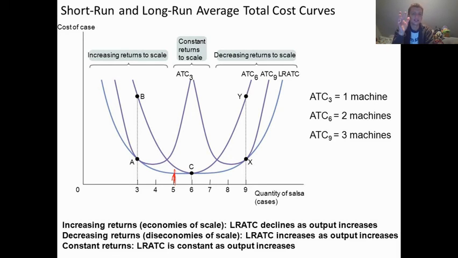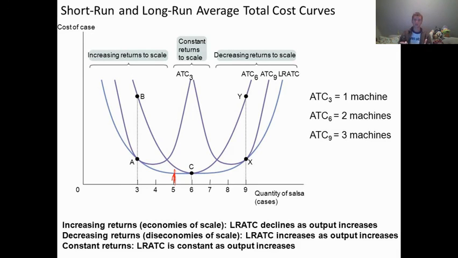Your LRATC is declining as your output increases. And that's because you are getting more back as you scale up production. That's the difference in terminology about returns to scale. Scale is about your scale of production, how large your production is, your production possibilities for this firm. So with increasing returns to scale, you're seeing benefits. Once again, same exact idea as economies of scale.